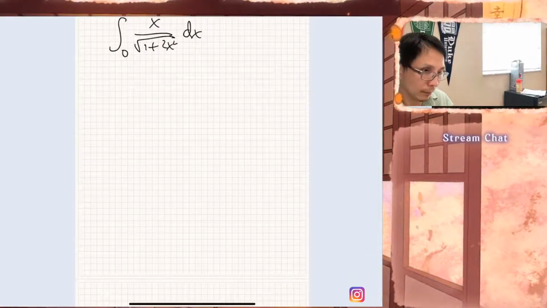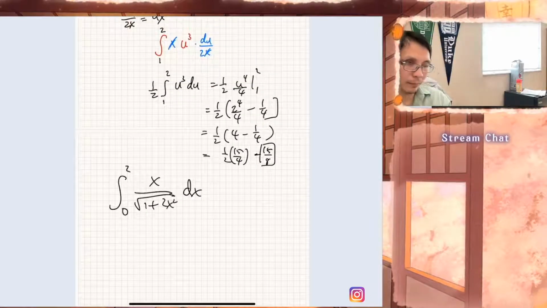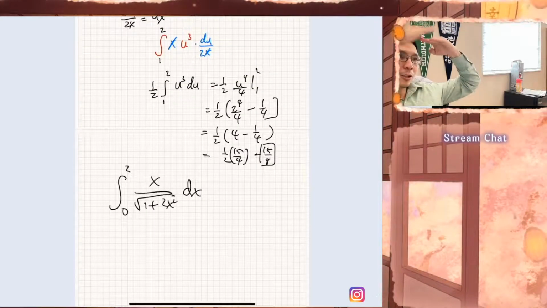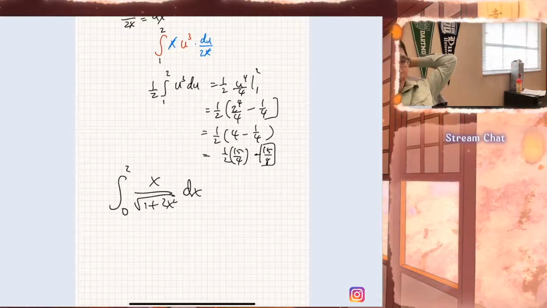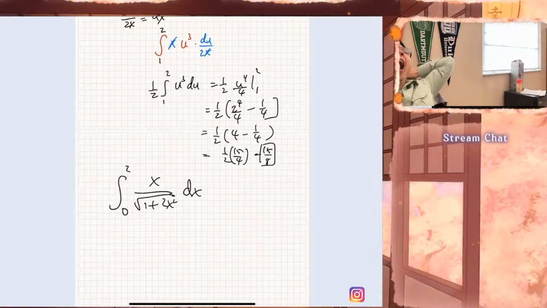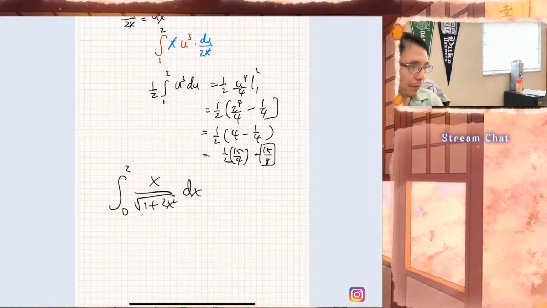Wait, can you go back up? You must change your boundary and do not convert back to x. Always do it in terms of u, because you can evaluate at a u.